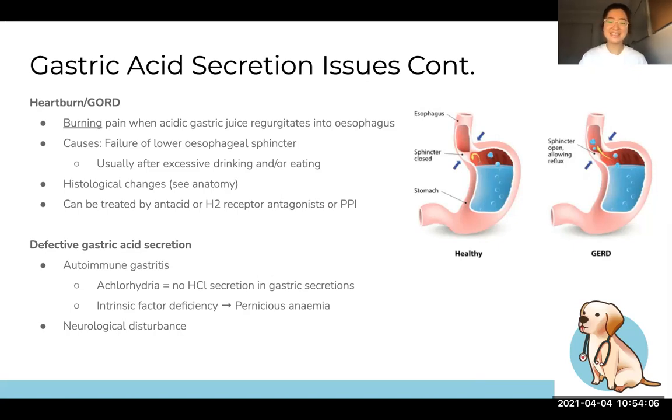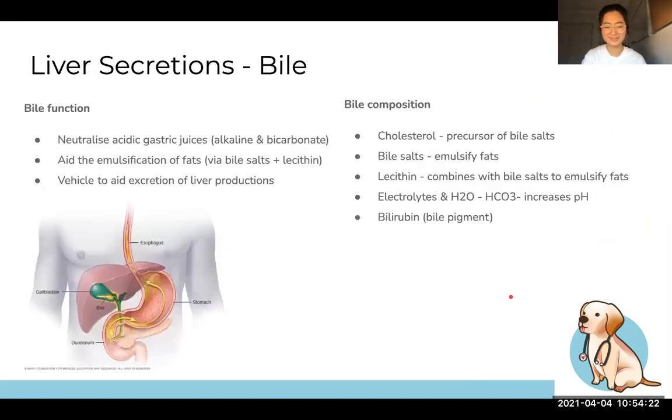And the way we treat that is either through an antacid, H2 receptor antagonist, or a PPI. Antacid will just neutralize the pH, while H2 receptor antagonists and PPIs aim to decrease acid. Defective gastric acid secretion, don't worry too much about this, you can read in your own time, not too important.